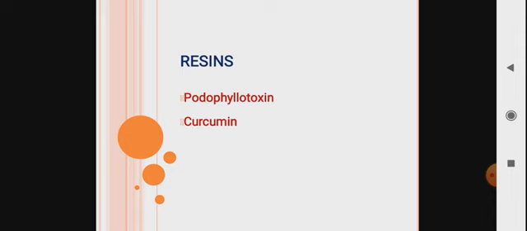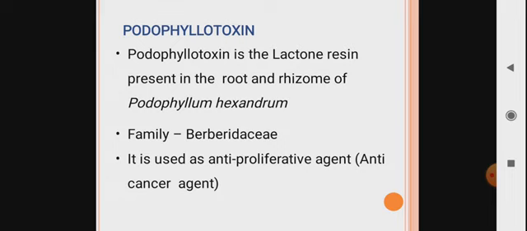Another class for identification, analysis and extraction is resins, in which two examples are included: first, podophyllotoxin, and second, curcumin. Podophyllotoxin is a lactone resin present in the root and rhizome of Podophyllum hexandrum. Podophyllum hexandrum is the Indian variety, while Podophyllum peltatum is an American variety. Family Berberidaceae. It is used as an anti-proliferative or anti-cancer agent.